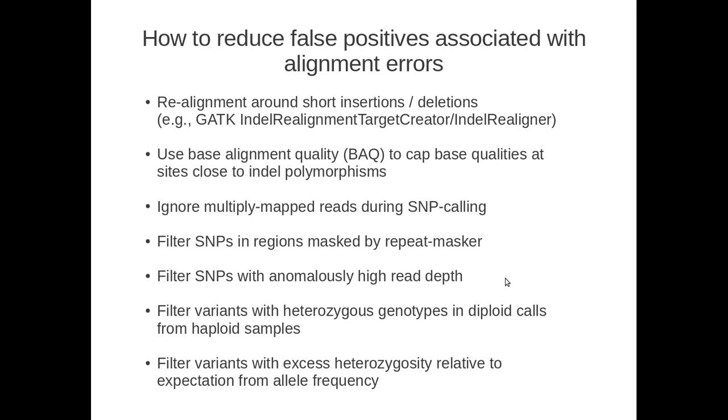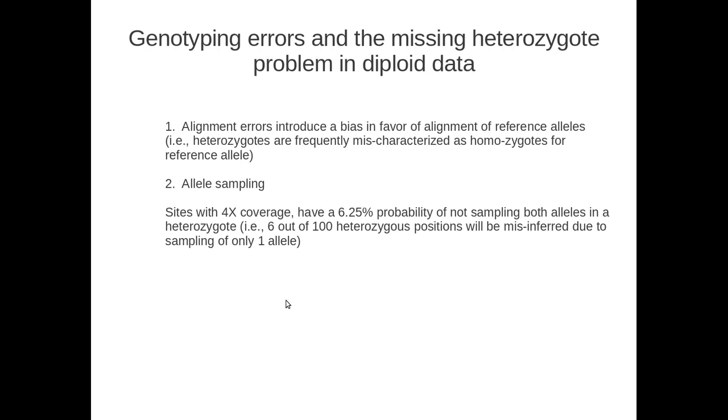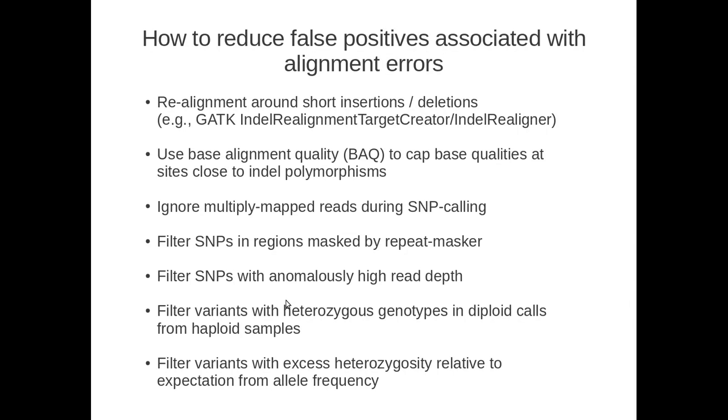We can filter variants with heterozygous genotypes in diploid calls from haploid samples. This is something that I've talked about in other lectures that I've given on the subject, but I won't go into any detail here. Other than that, if you call SNPs using a diploid SNP caller, and yet you're working with a haploid sample, say where there aren't alleles from both parents, if you find heterozygotes, those are unexpected, and so this is a way of filtering in haploid samples anyways.